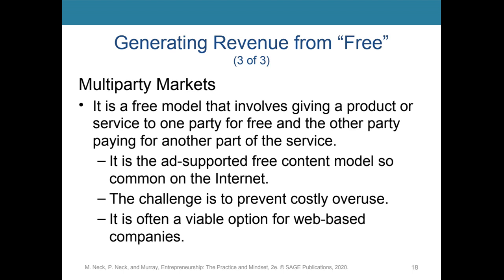You do see it in the physical world as well. For example, children under 12 eat for free, or entrance is free for children under a certain age, but there's always going to be an accompanying adult. So that adult is going to pay.